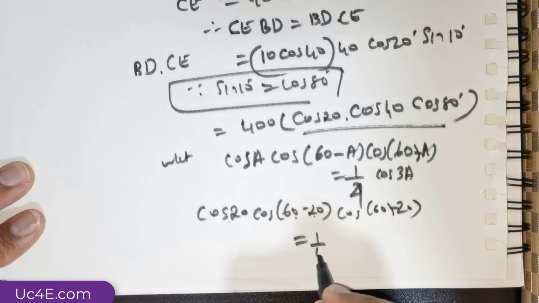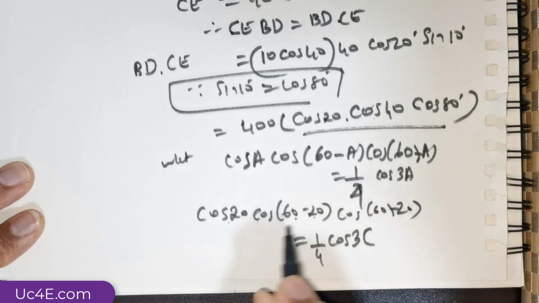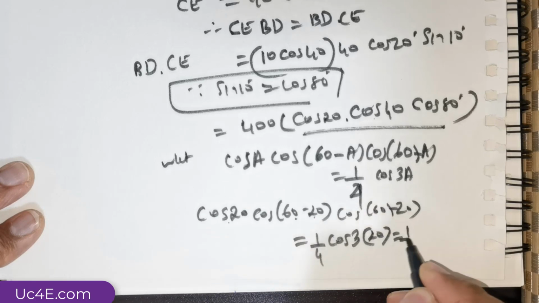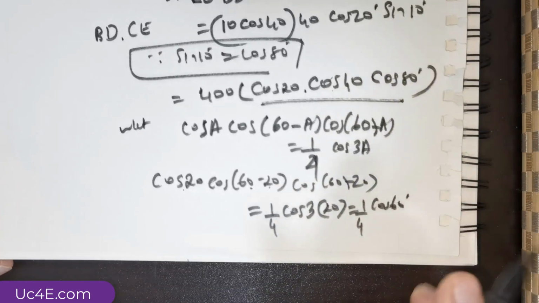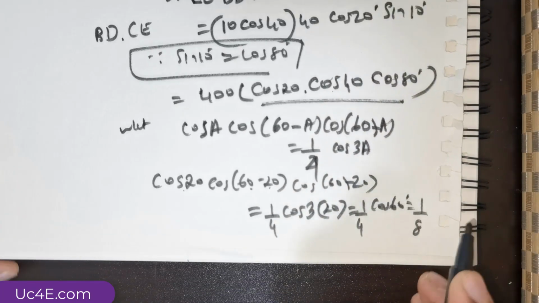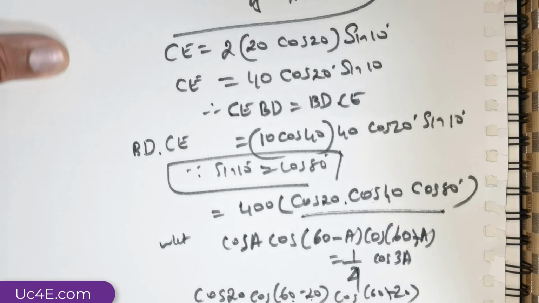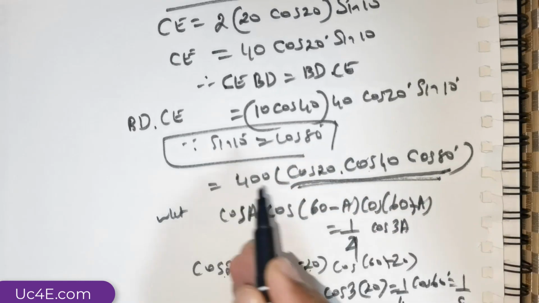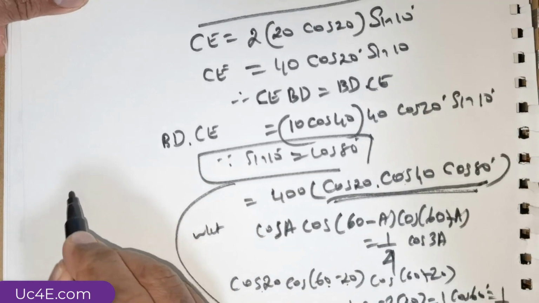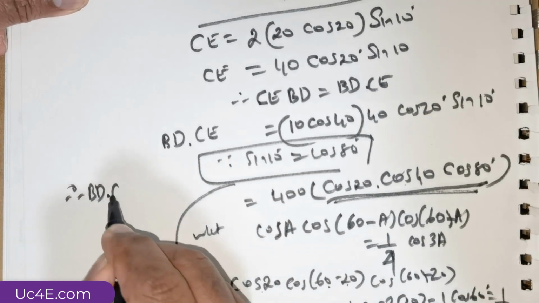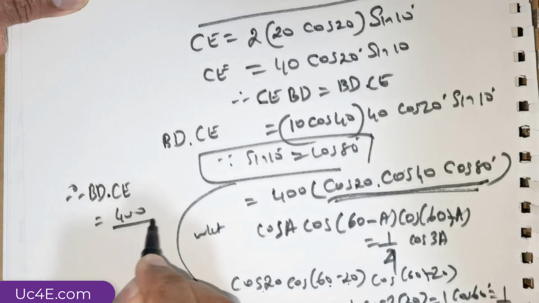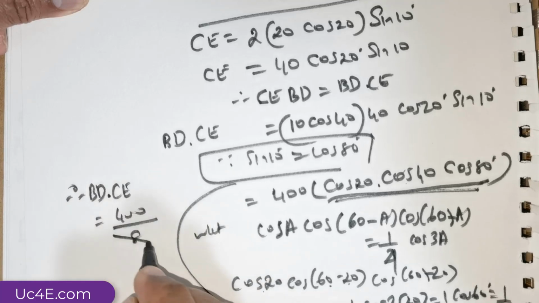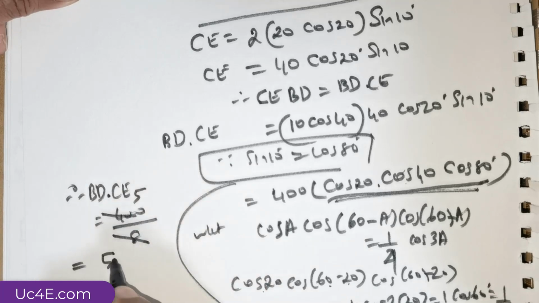So what is this equal to? It is equal to 1 over 4 times cos of 3 times, in place of A you've got 20, which is nothing but 1 over 4 times cos of 60. Cos 60 is what? 1 over 2, which is nothing but 1 over 8. So I have got a value of 1 over 8 for this entry. So let me write that down here. So therefore BD times CE is equal to 400 divided by 8. 8 divides 40 five times, and there's a 0 there, which is nothing but 50.